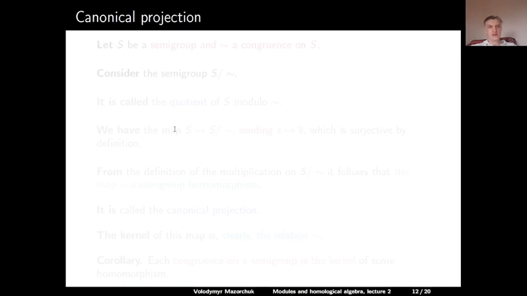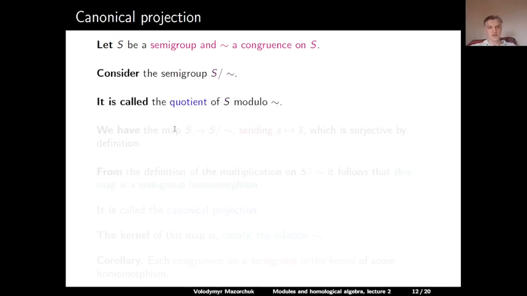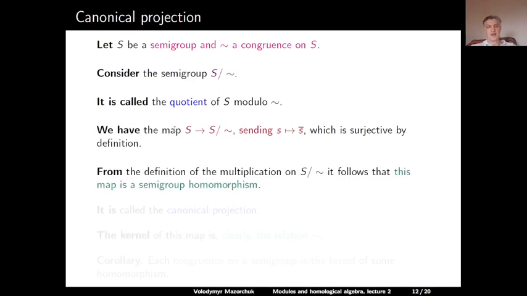Next, let us talk about the canonical projection. Let S be a semigroup and tilde a congruence on S. Consider the quotient semigroup S modulo tilde. We have the map from S to this quotient, which sends an element S in S to its equivalence class under tilde. This map is obviously surjective by definition, and from the definition of the multiplication on our quotient semigroup, it follows that this map is a semigroup homomorphism. This map is called the canonical projection.